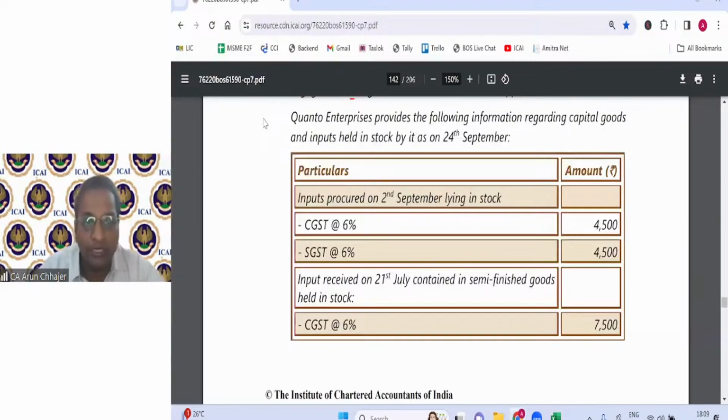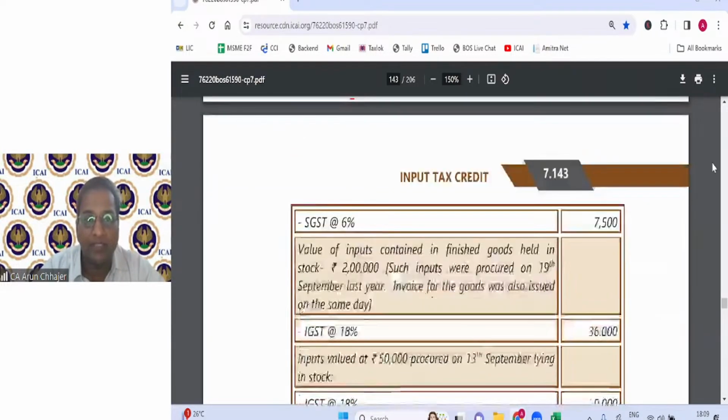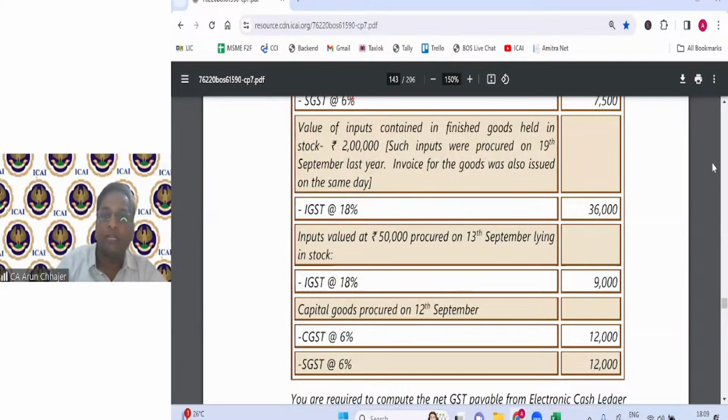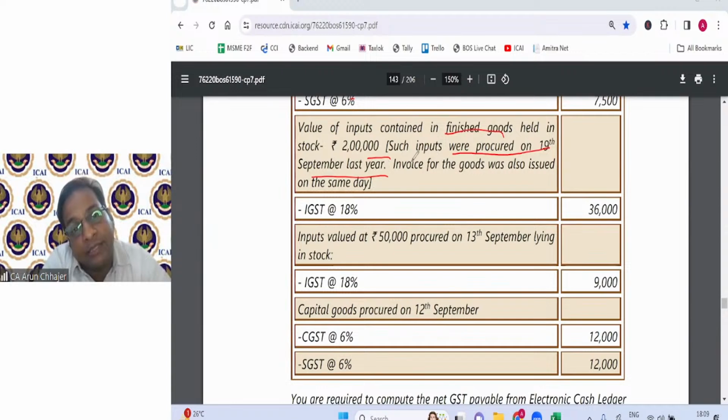What is the next component? The next component is value of the input contained in the semi-finished goods, in the finished goods held in stock, 2 lakh rupees. Such input were procured on 19th September last year. Invoice for the goods were also issued on the same day. It means the invoice for that finished goods has been issued on 19th September last year.